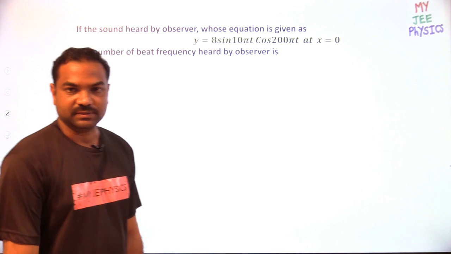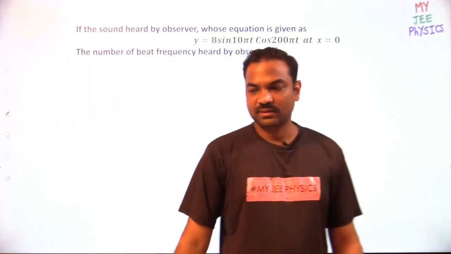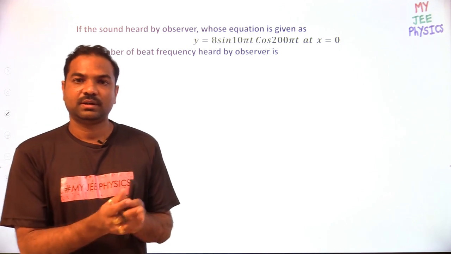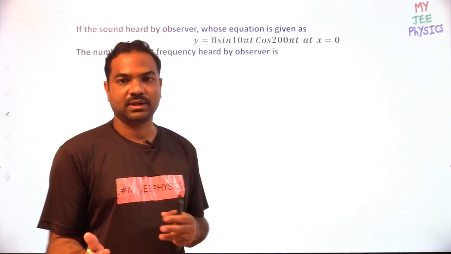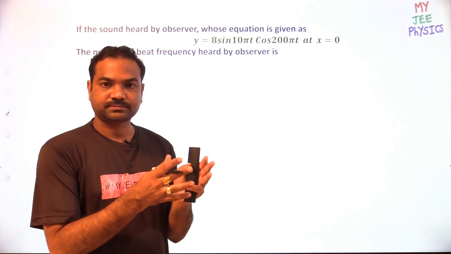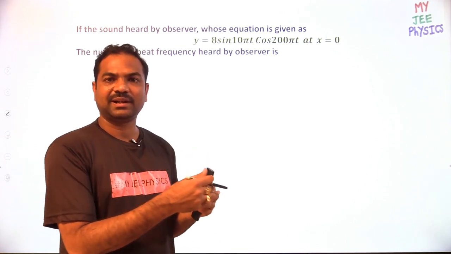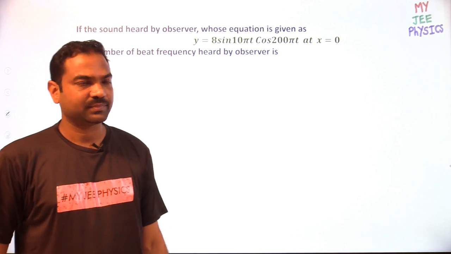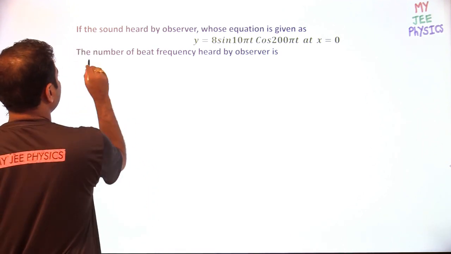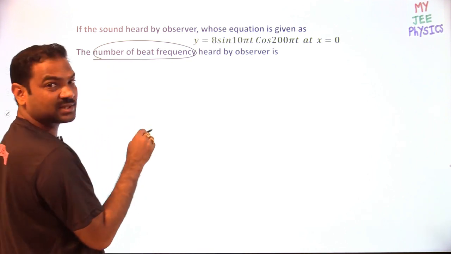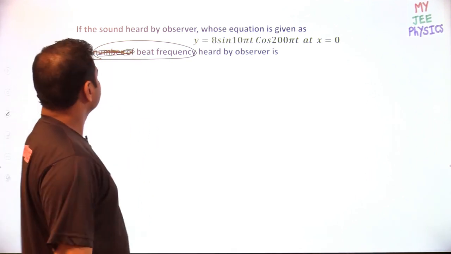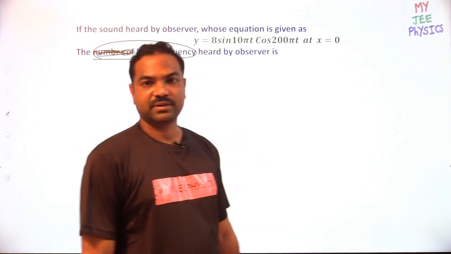Yeah, this is the question. I have chosen not to present you something like a complex problem or complex question. I want you to have a little revision of the topic also. Okay. So here they are asking the number of beat frequency. This is actually wrong terminology. They should use only beat frequency. The beat frequency heard by the observer is.